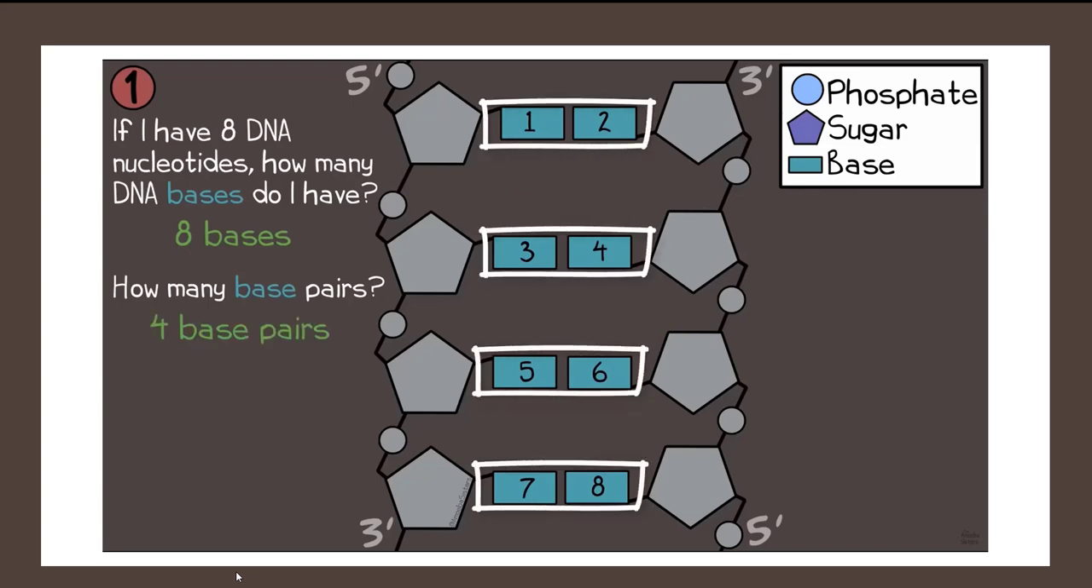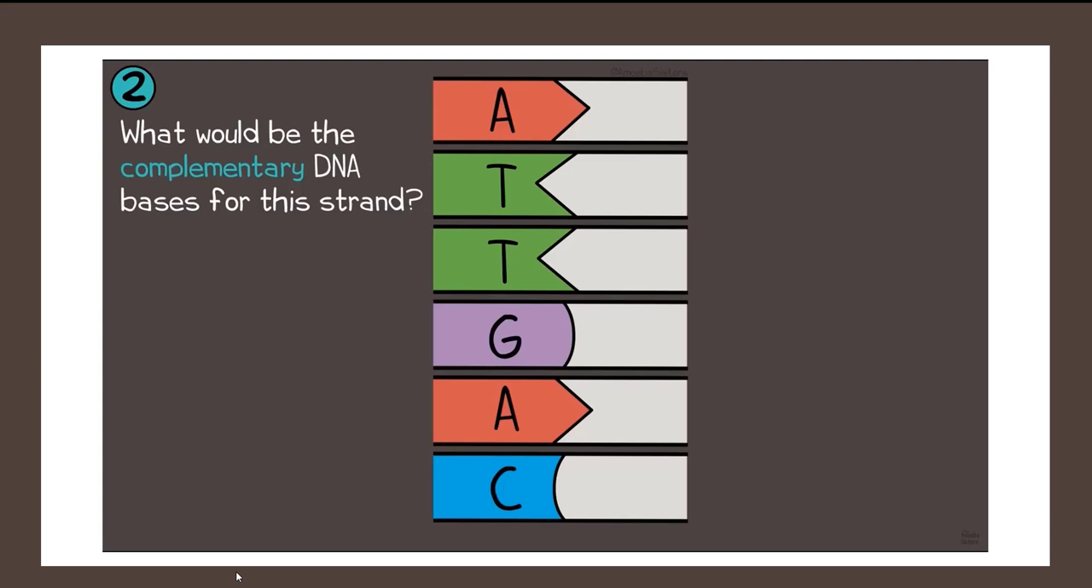DNA bases pair like this, and that's 4 DNA base pairs. Question 2. If one strand of DNA has these bases shown here, ATTGAC, can you complete what the complementary DNA bases would be for the other DNA strand?